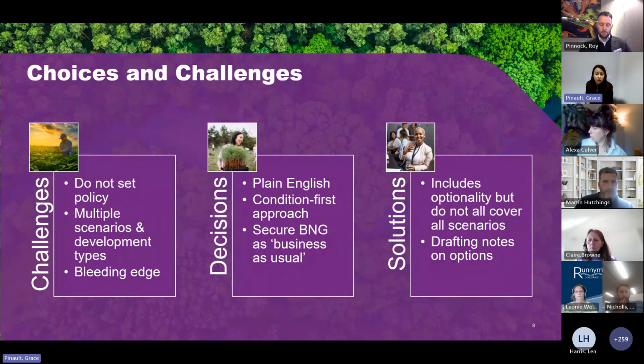So in terms of the solutions and the outcomes of that thought process, there is some optionality in the templates, but they don't cover all scenarios. And then there are drafting notes on options. So you can just work your way through all the documents from start to finish, and it will flag to you where there's an option or something's not legally required but is included in the template. You have enough information that it's brought to your attention, and then you can make the decision about what needs to be included.